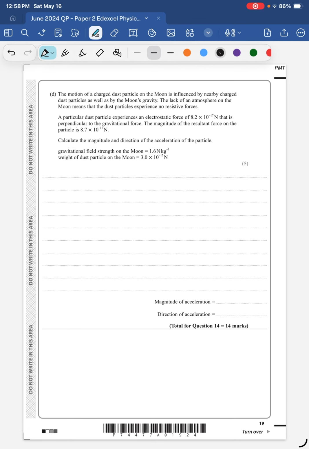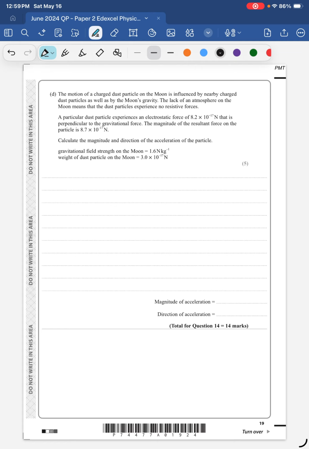The motion of a charged dust particle on the moon is influenced by the nearby charged dust particles as well as the moon's gravity. The lack of an atmosphere on the moon means that the dust particles experience no resistive forces. A particular dust particle experiences an electrostatic force of 8.2 times 10 to the negative 17 newtons that is perpendicular to the gravitational force. The magnitude of the resultant force on the particle is 8.7 times 10 to the negative 17 newtons. Calculate the magnitude and direction of the acceleration of the particle, and they give you the gravitational field strength on the moon and the weight of the dust particle.